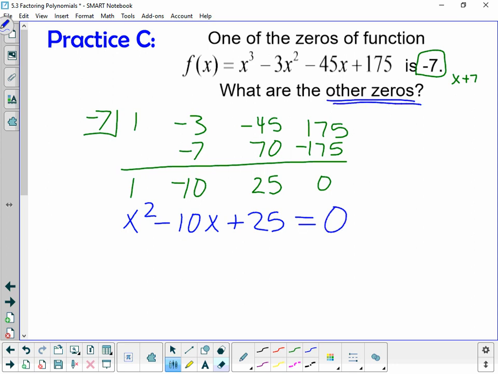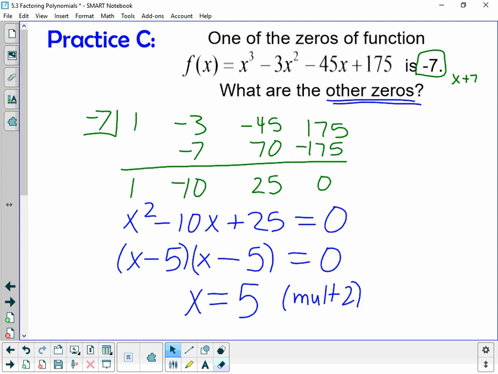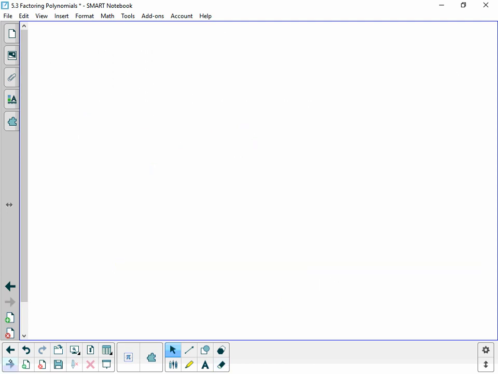Well, the other zeros come from this quadratic. So we have to think about how to factor this. And that will give us our other zeros. We've got an x and an x. And it looks like we need a couple of 5s, and they're both negative. So it looks like the only other distinct 0 is 5, but it has a multiplicity of 2. So we still have our 3 roots accounted for. It's just that 2 of them are the same.